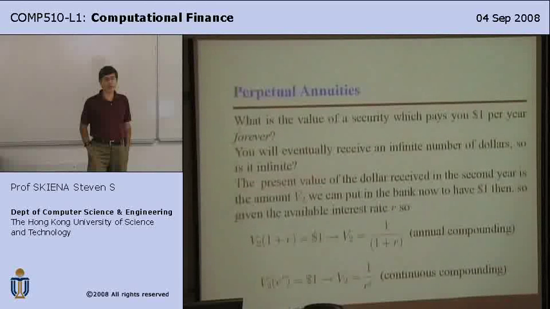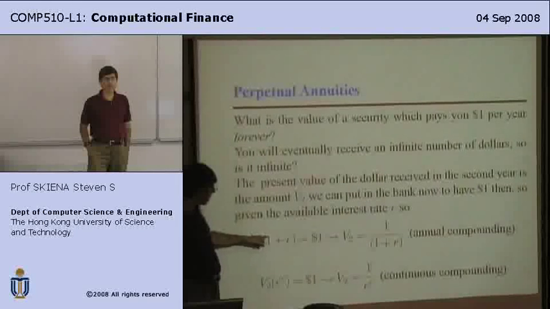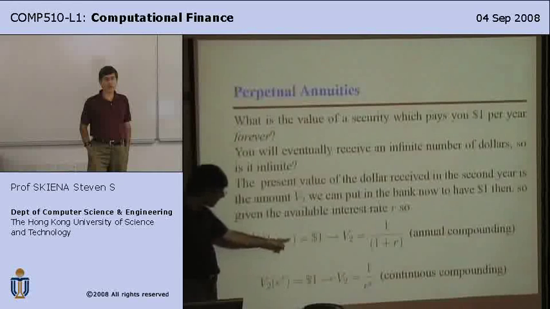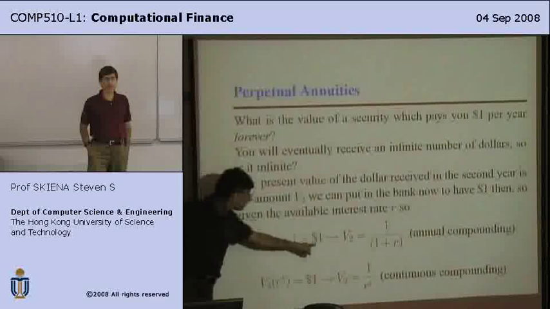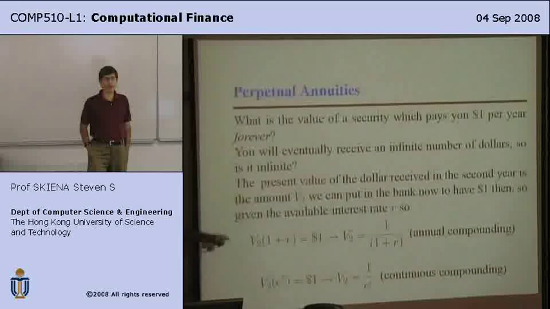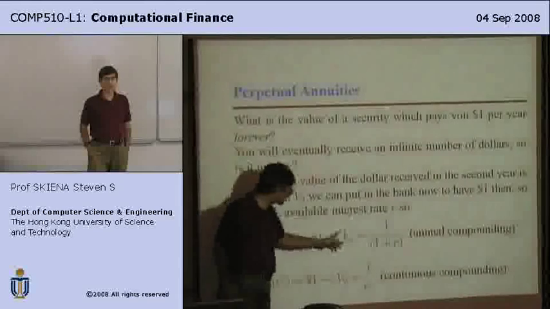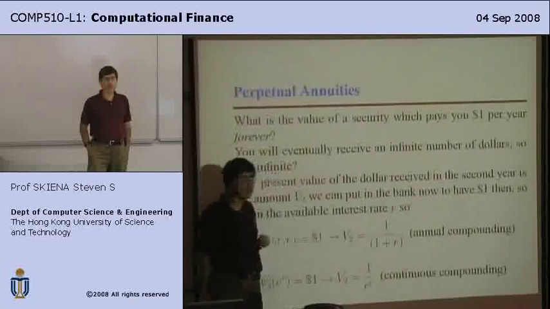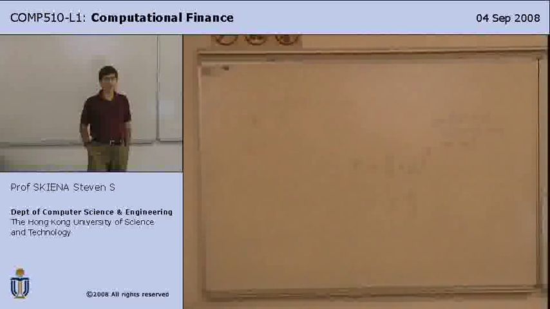Okay? I claim, does everybody see that? I claim that if I had V2 dollars in the bank now, a year from now I will have my original capital plus basically the interest rate times my original investment, right? A year from now I will have V2 times 1 plus the interest rate. Okay? I want that to be equal to $1. Solving for the value of V2, you see the equation V2 times 1 plus the interest rate equals $1. Solving for that tells me how much money I need in the bank. Okay? That will tell me what the value of the second year's dollar is.